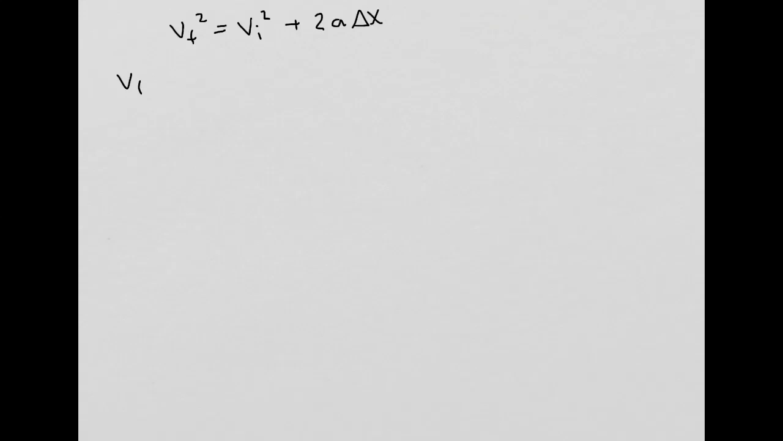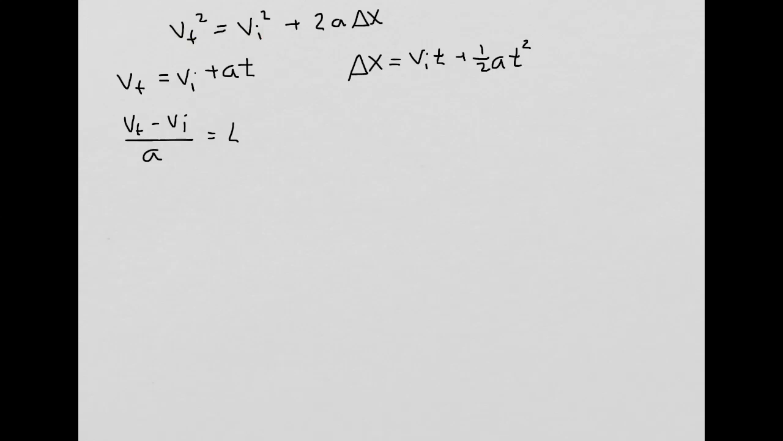So vf equals vi plus at, and delta x equals vi times time plus 1/2 acceleration times t squared. Okay, so we notice that in the formula that we're trying to derive, there's no time involved, so I'm going to solve the equation to the left for t. So vf minus vi all over a equals t. And then I can basically plug this in for t here, and then simplify it down.